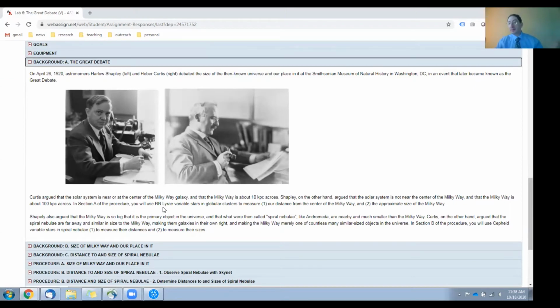If that's the case, that makes the Milky Way not unique, just one of countless many galaxies out there in the cosmos. In Section B of the procedure, you're going to use Cepheid variable stars to measure the distances to a handful of spiral nebulae, and you're going to measure their angular size, which you'll combine with that distance to figure out how big they are intrinsically, what their physical size is, and you'll compare that to your measurement of the size of the Milky Way galaxy, determining whether our galaxy is unique or nothing special.